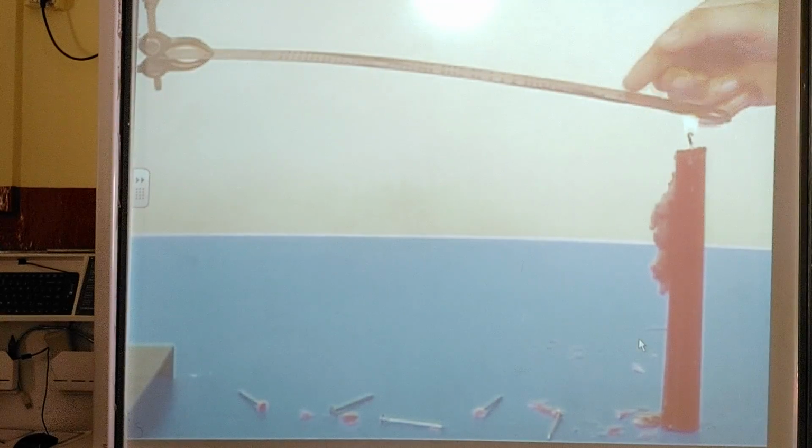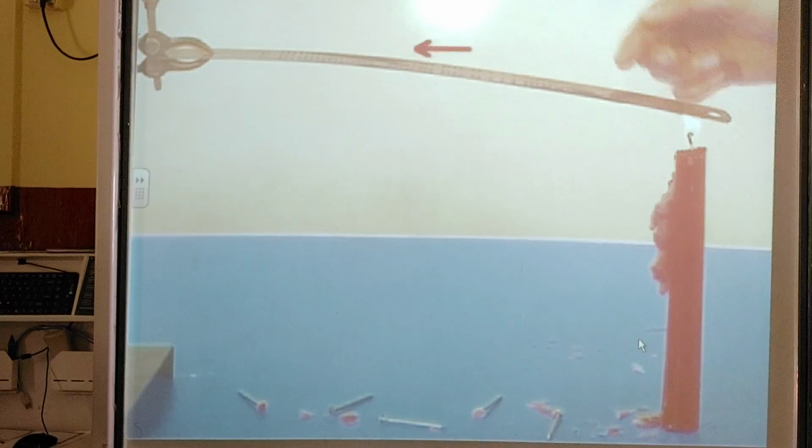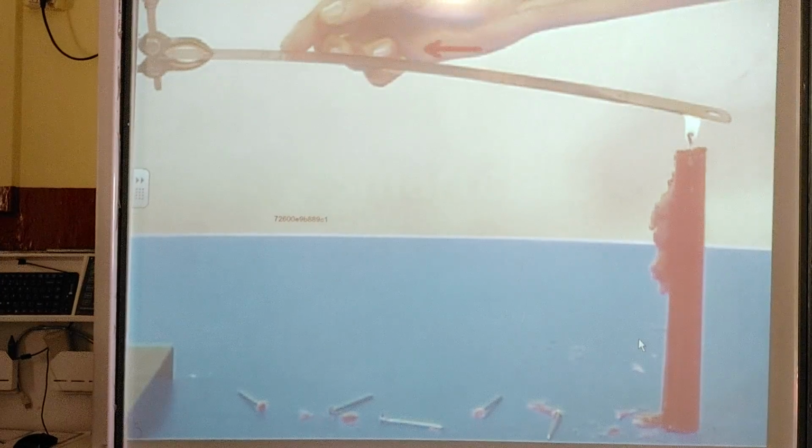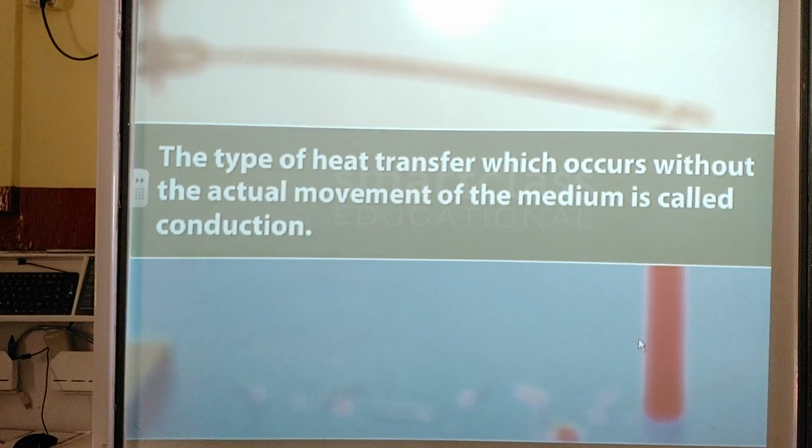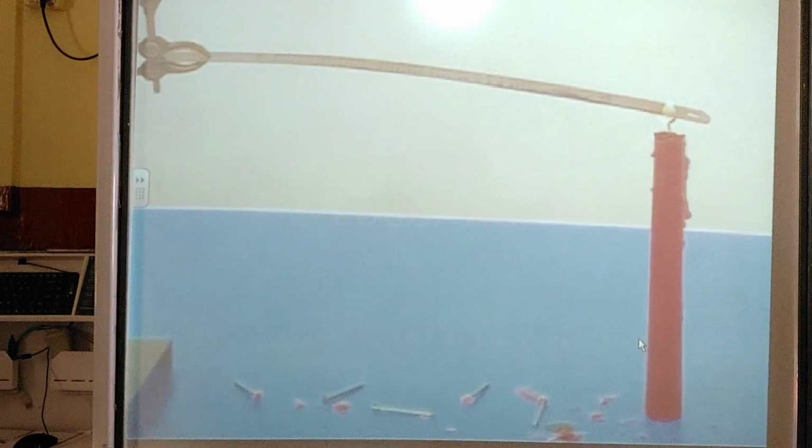That is, the heat flow occurred gradually from the hot end of the metal strip to the cold end. Note that throughout the process, the metal strip remained stationary. This type of heat transfer, which occurs without the actual movement of the medium, is called conduction. Conduction mainly takes place in solids.